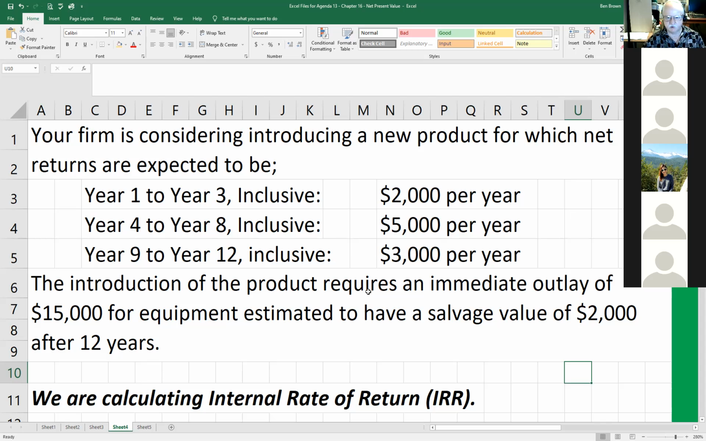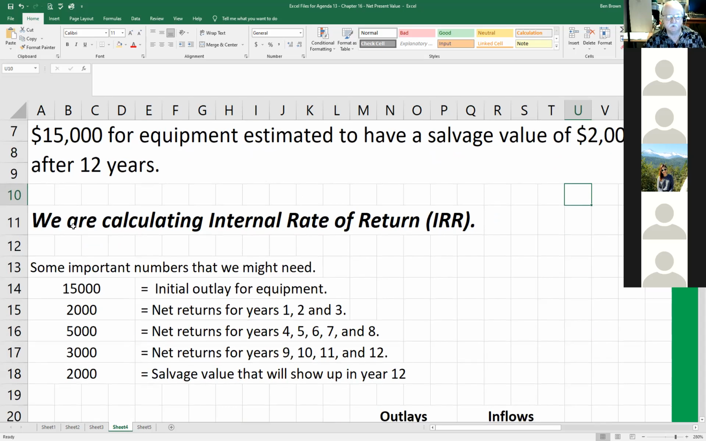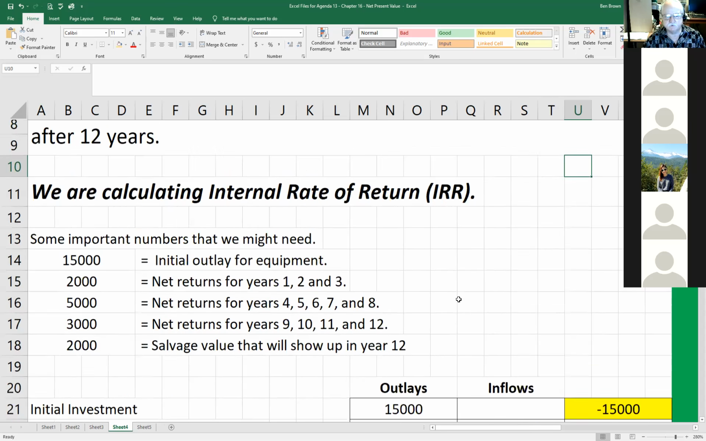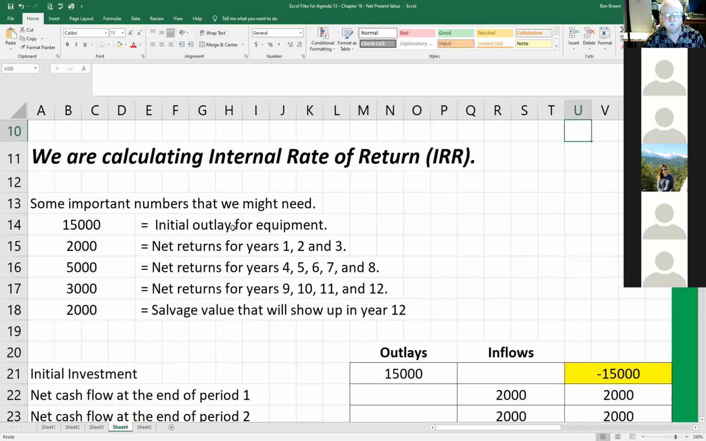And the introduction of the product requires an immediate outlay of 15,000 for equipment, which is estimated to have a salvage value of 2,000 after the 12 years. And we're calculating internal rate of return. If you look on your BA2 Plus, you'll see that there's the CF button, the NPV button, and the next button over is IRR, which is internal rate of return. So some important numbers we might need. 15,000 is the initial outlay.